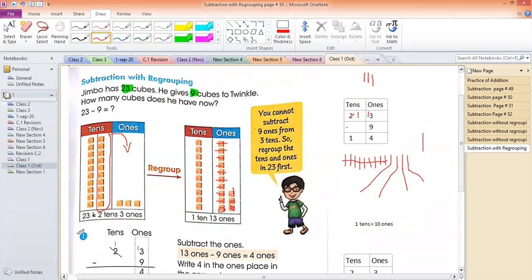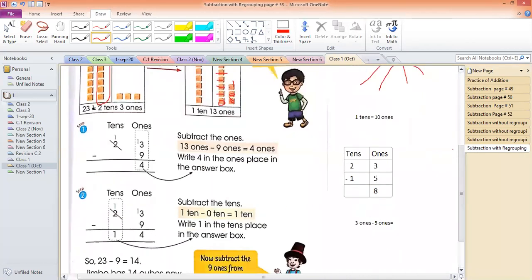Okay, you can check from here also. Subtract the ones first. When you regroup, 13 ones minus 9 ones equals 4 ones. So we write the 4 ones in the box. It is not 2 now because it gave 1 ten to the ones. So it is 1 now and the answer is 14. So 1 ten minus 0 tens equals 1 ten, so the answer is 14.